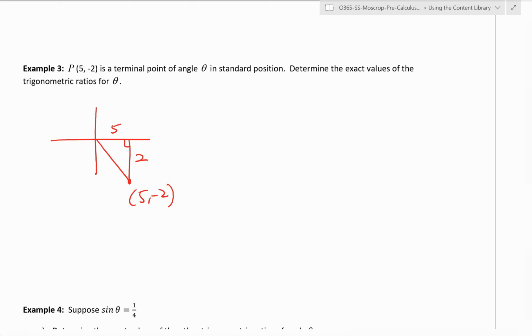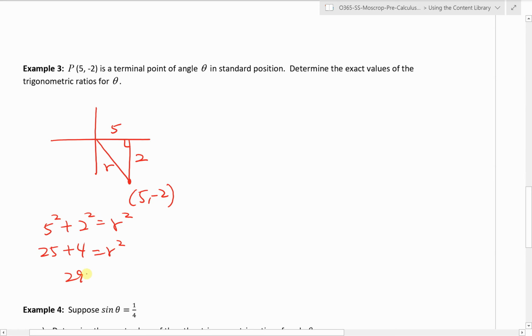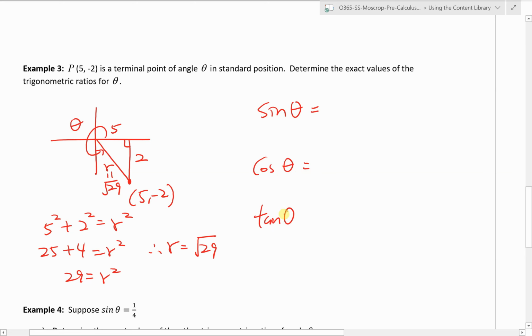So now what we need to do is find the hypotenuse. Let me call this r. a squared plus b squared is equal to c squared. This will be 25 plus 4 equals r squared. That's 29 is r squared. Therefore, r is square root of 29. Okay, so now we can find sine theta. Here is angle theta, right? Sine theta, cosine theta, and tangent theta.